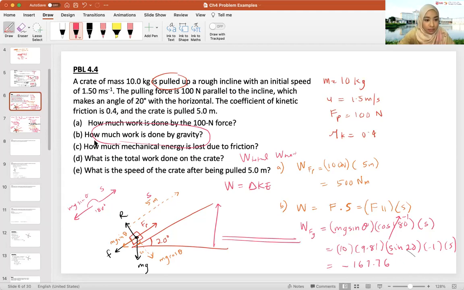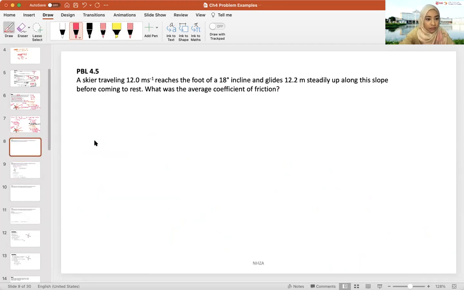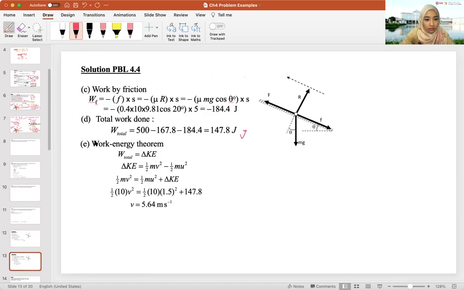Okay, sorry. Sebenarnya jawapan dia macam ni. Dia pakai work energy theorem. So the net work kita dah cari 147.8 sama. But they are equating it to change in KE. But from my reading, your change in KE kena on a flat surface, meaning to say that there is no gravitational potential energy yang berubah, there is no elastic potential energy yang berubah. So I need to check back on this guy.